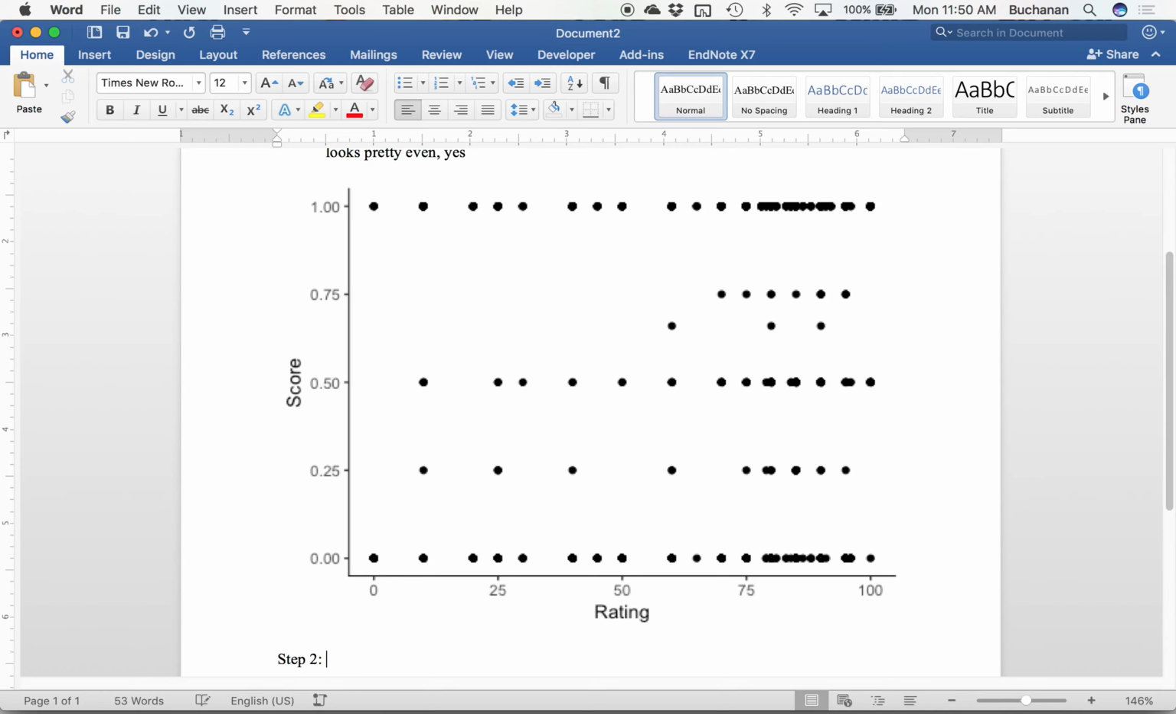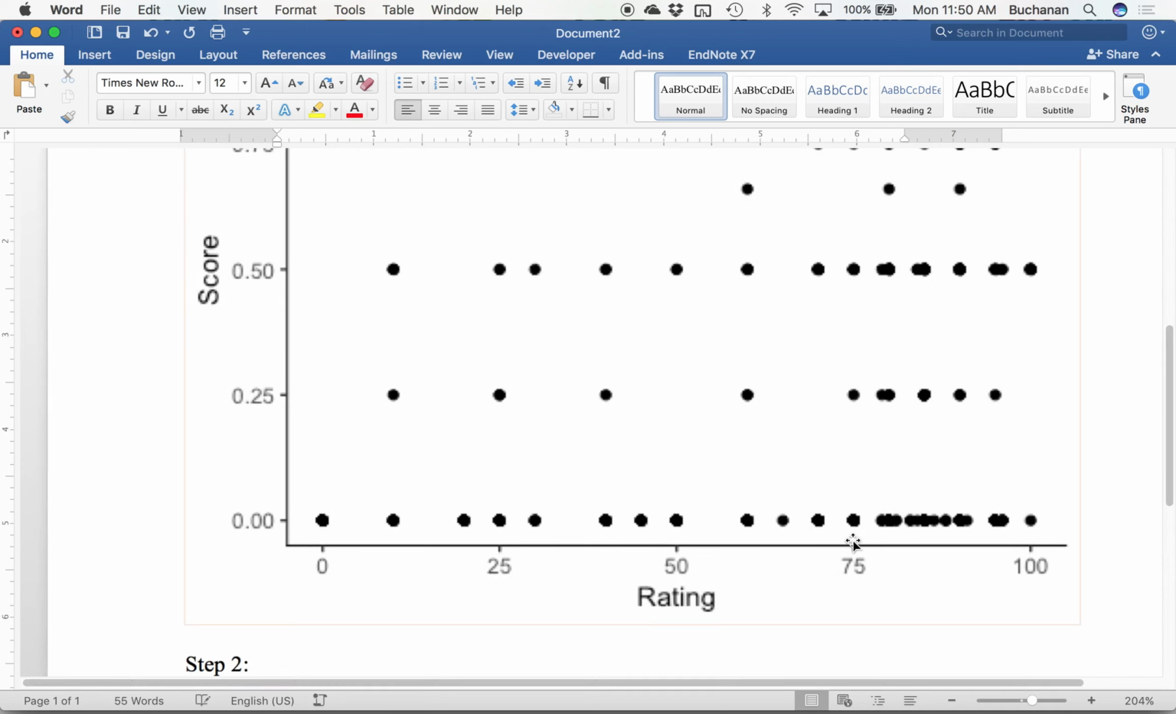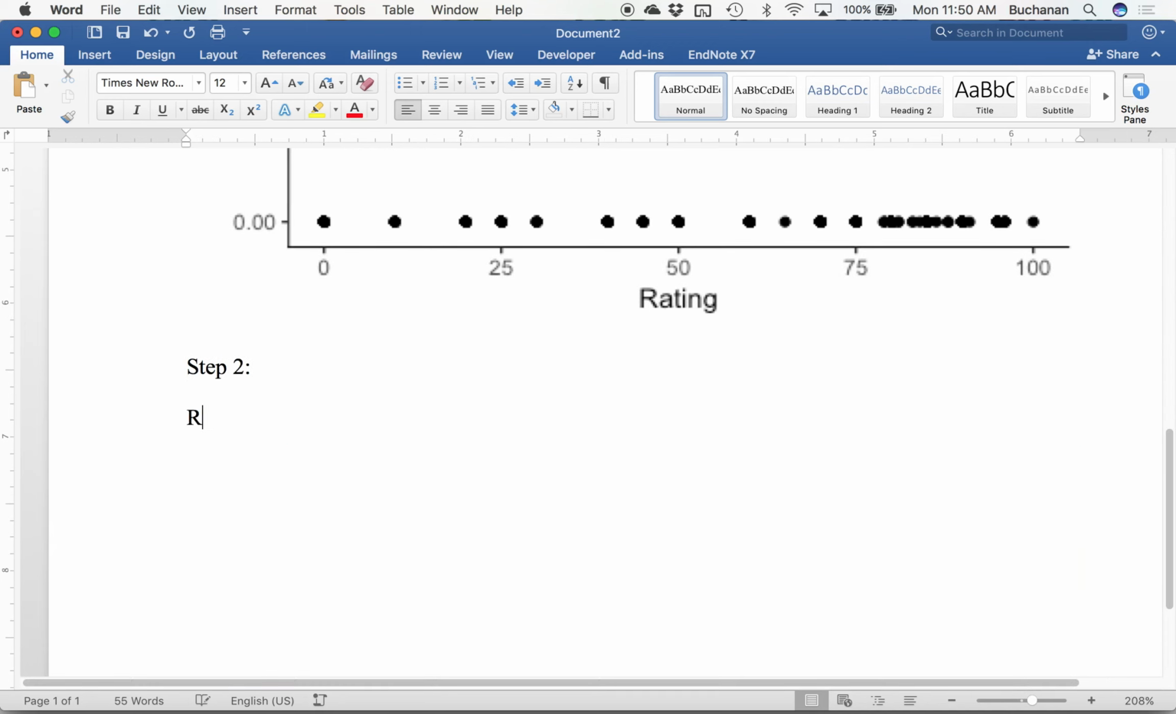Okay. Step 2 here would be to write out the research and the null hypothesis. So our research hypothesis here is that their rating predicts scores, or that B is not equal to 0. The null would be that the rating does not predict scores, or that B is equal to 0.